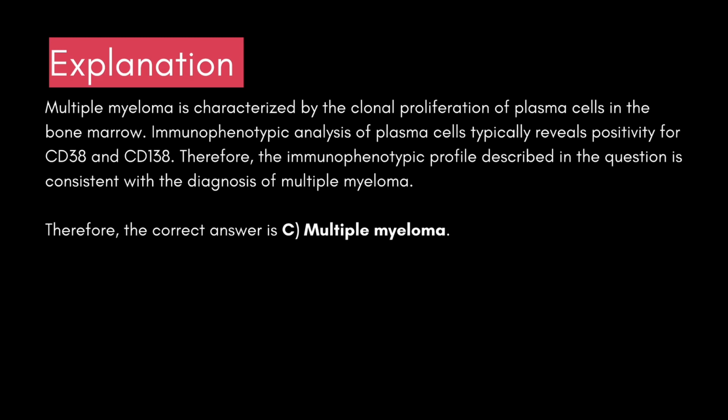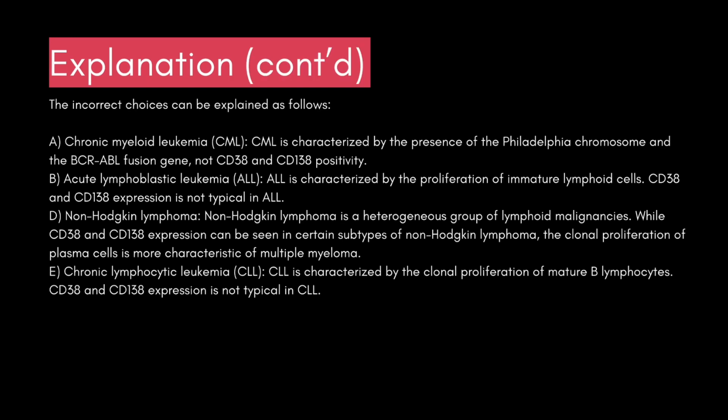Let's go ahead and see why the other answer choices are incorrect. Chronic myeloid leukemia, CML. CML is characterized by the presence of the Philadelphia chromosome and the BCR-ABL fusion gene, not CD38 and CD138 positivity. Acute lymphoblastic leukemia. ALL is characterized by the proliferation of immature lymphoid cells.